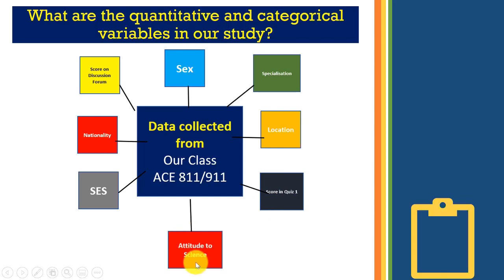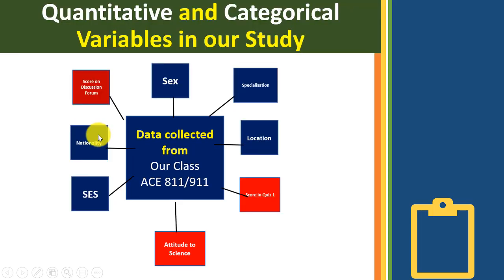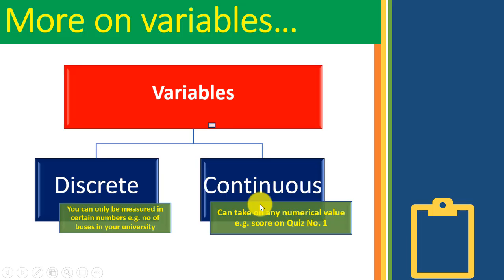What about attitude to science? These are the scores that you generated, so it has to also be red. Socioeconomic status: high, average, low. Did somebody say categorical? Yes, that person is right. Nationality is also categorical. So let's see what our results are. You can see all the blue ones here are categorical variables, and score on discussion forum, attitude to science, and score in quiz 1 are quantitative variables.